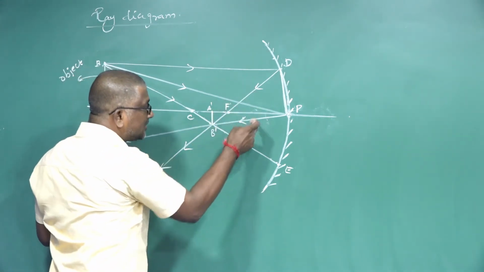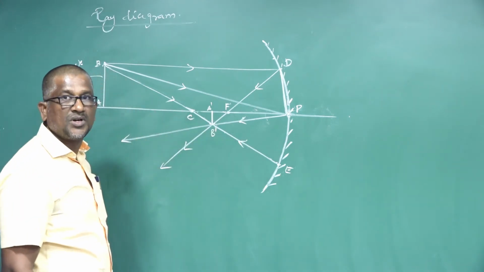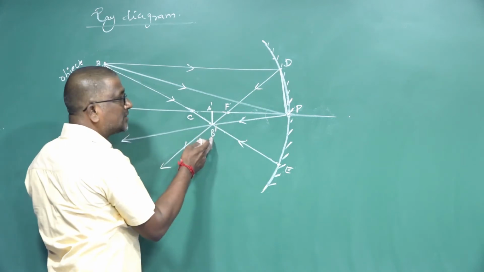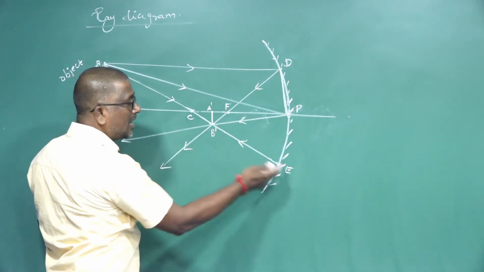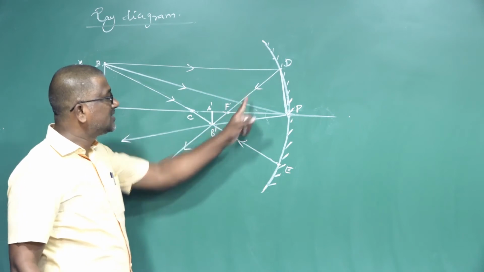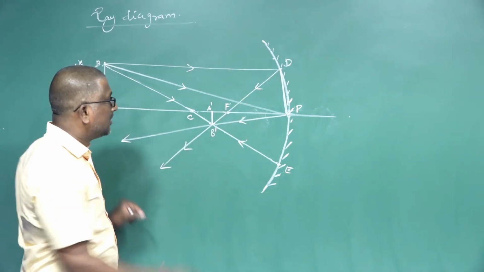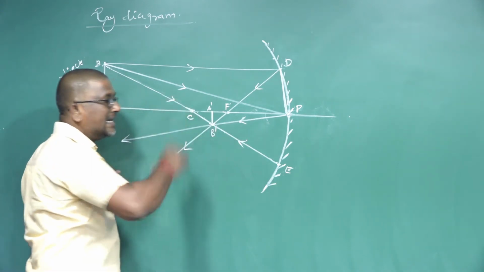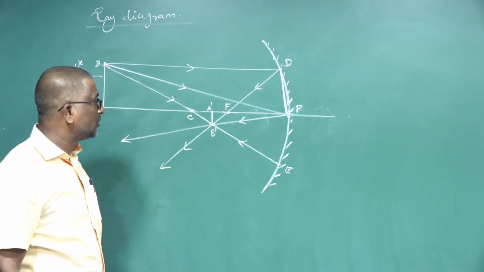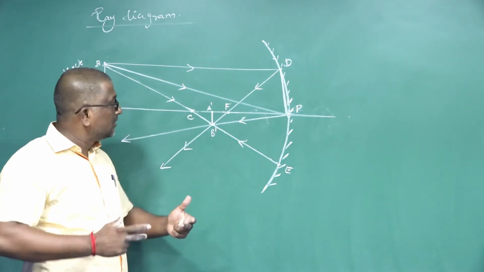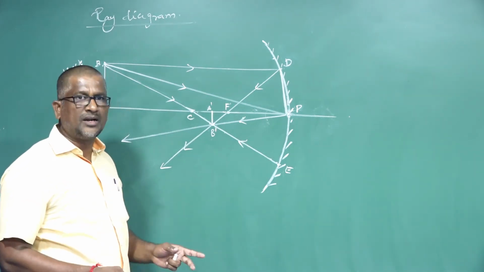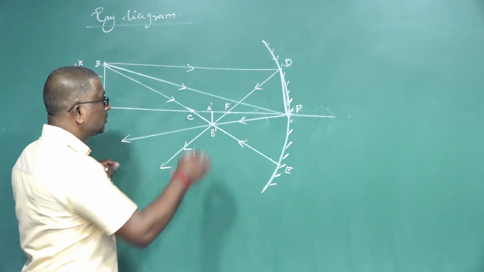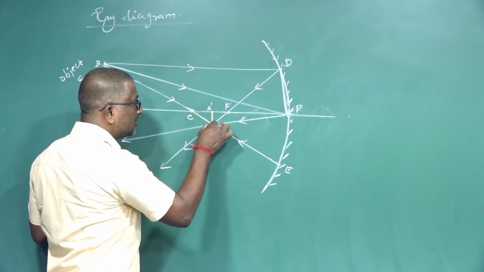Right? These three are reflected rays. Okay, which are the reflected rays? One is DB dash, second is PB dash, and third is EB dash. These three reflected rays intersect at point B dash. At the point where two or more reflected rays intersect each other, the image will be formed. So this is the position of the image.